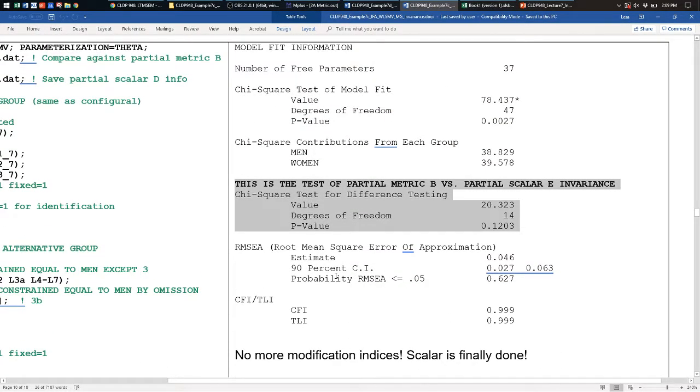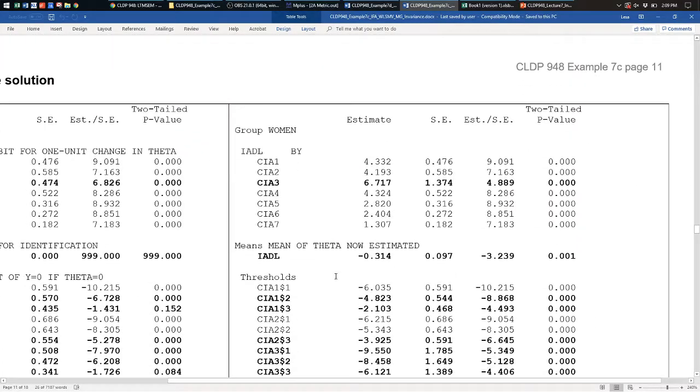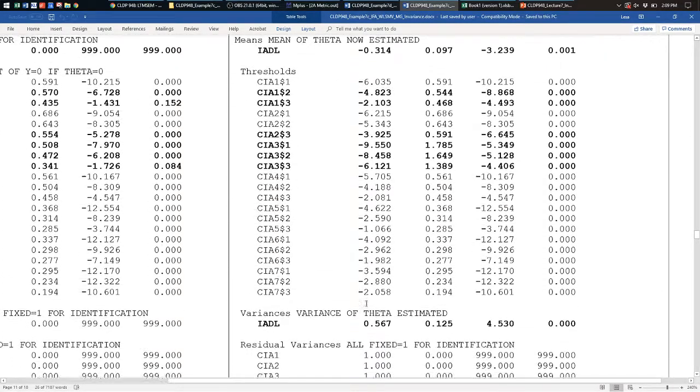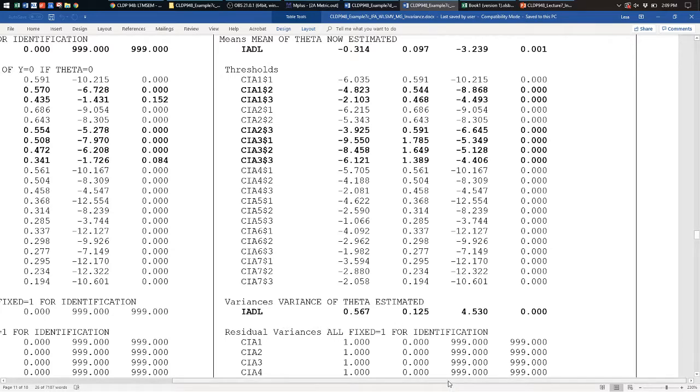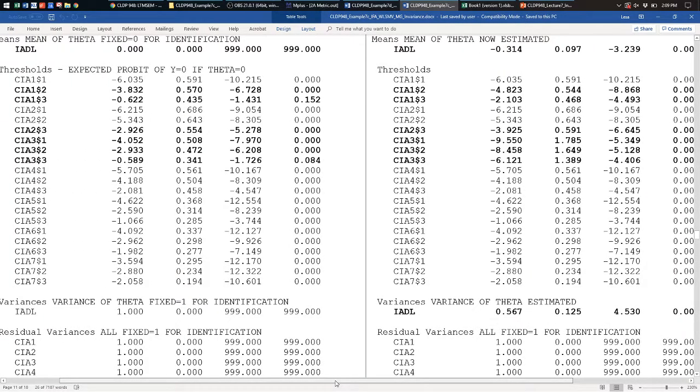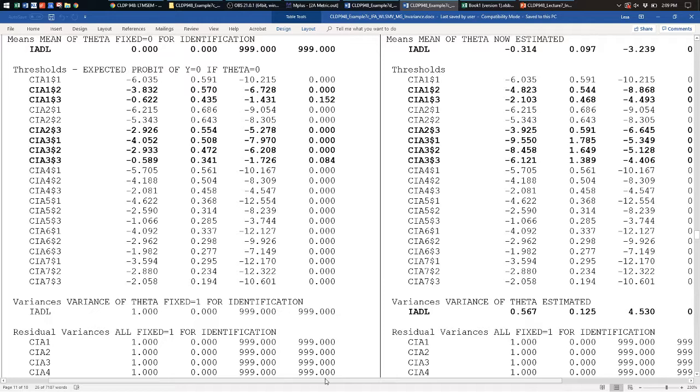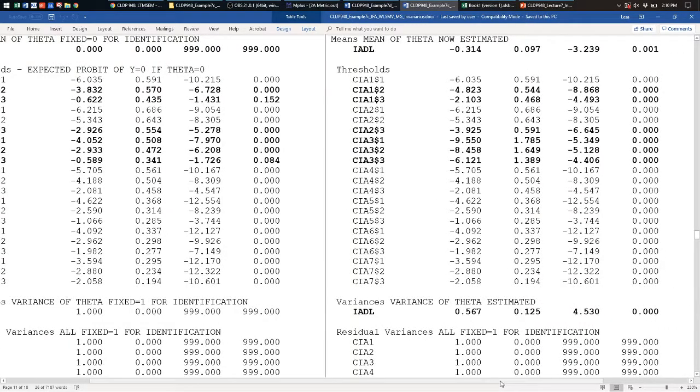Okay. So we have partial scalar invariance. Let's take a look at what that means. Here's my solution. It looks like the factor mean for men is 0. The factor mean for women represents the factor mean difference. So it's minus 0.3, which is significant. So women do look like they're less able.